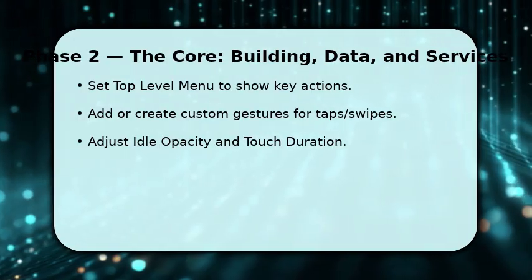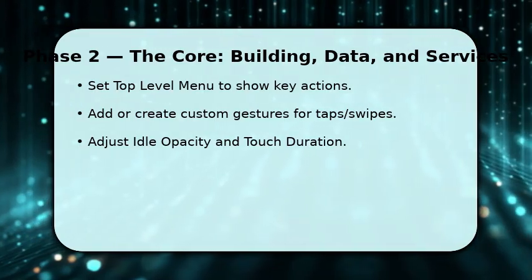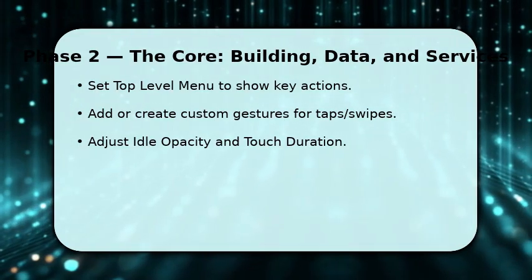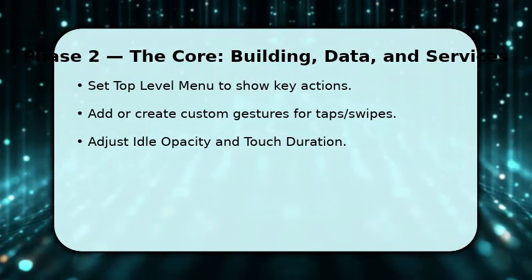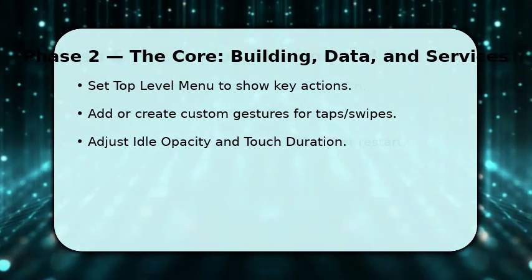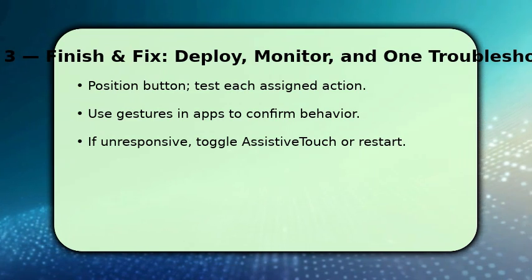This saves repetitive motion. Make sure to tweak idle opacity so the button is visible but unobtrusive, and set touch duration for taps versus long presses. These changes affect responsiveness and ease of use. Finish by positioning the floating button where it won't block content, then test every assigned action.